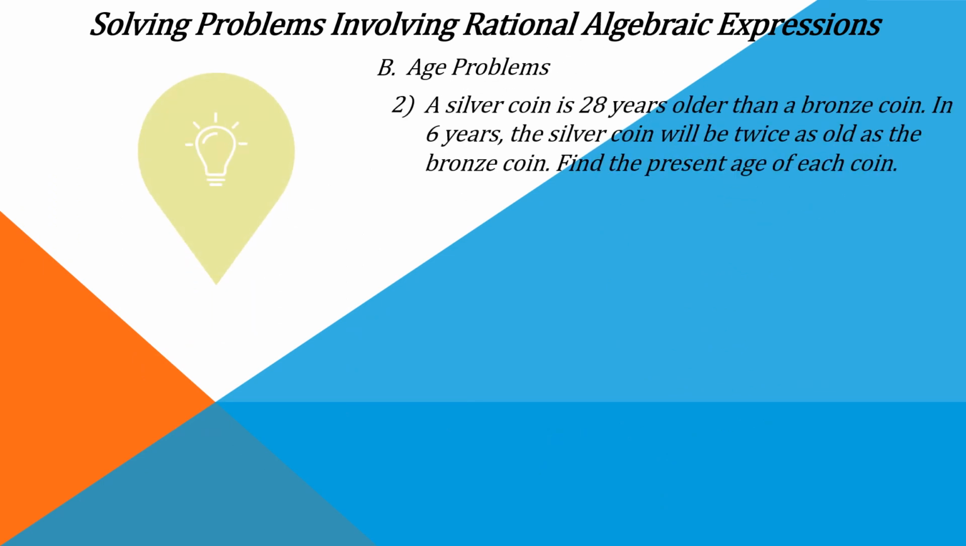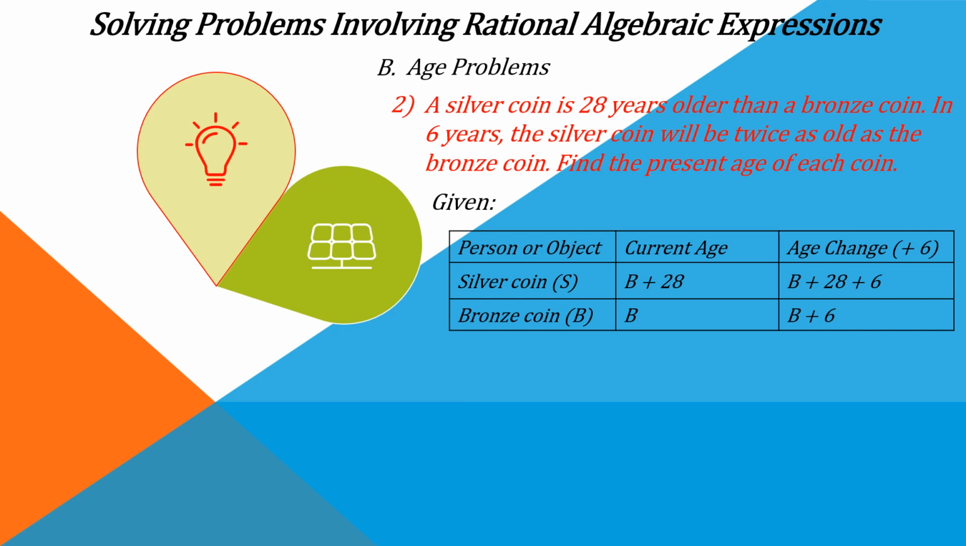Example number 2. A silver coin is 28 years older than a bronze coin. In 6 years, the silver coin will be twice as old as the bronze coin. Find the present age of each coin. Now again, it is a comparison of the age of two objects, silver and bronze. According to the problem, silver is 28 years older than bronze, but in 6 years' time, the silver coin will be twice as old as the bronze coin.